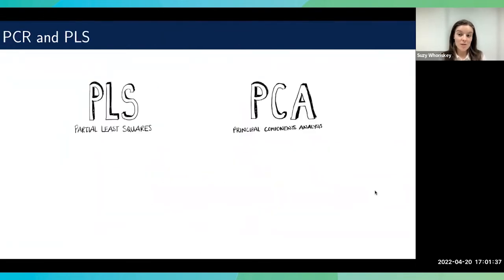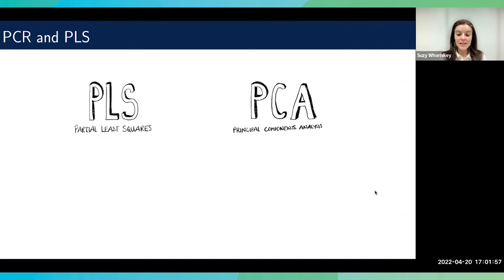Typically, there are two methods that are most commonly used for this type of data, and that's partial least squares and principal component analysis. These are both related methods where they both identify latent unobserved variables in the data and use these latent variables to build a model by reducing the dimensionality of the data.